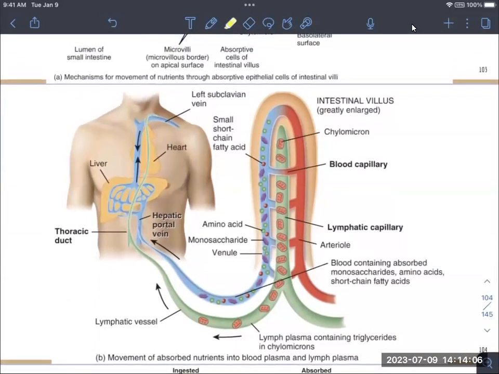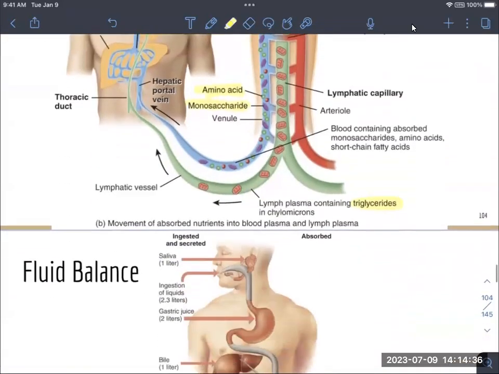Most of these particles will either end up in the bloodstream or they will end up in the lymphatic system. A lot of the triglycerides end up in the lymphatic system. Those proteins, monosaccharides, so like that glucose. Some fatty acids, very few, will end up in that bloodstream.